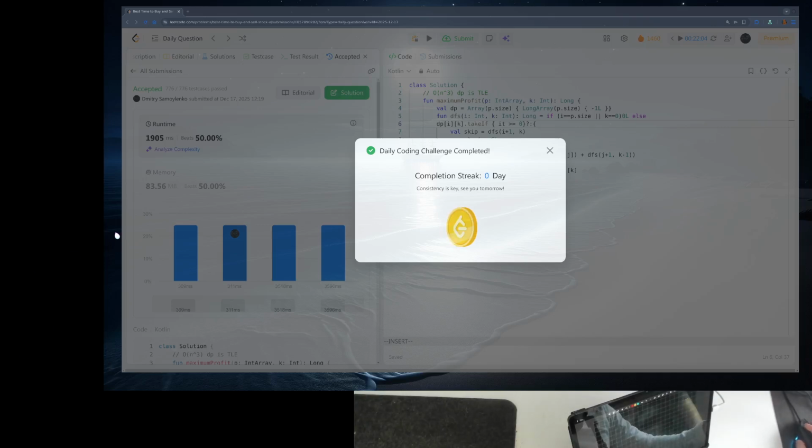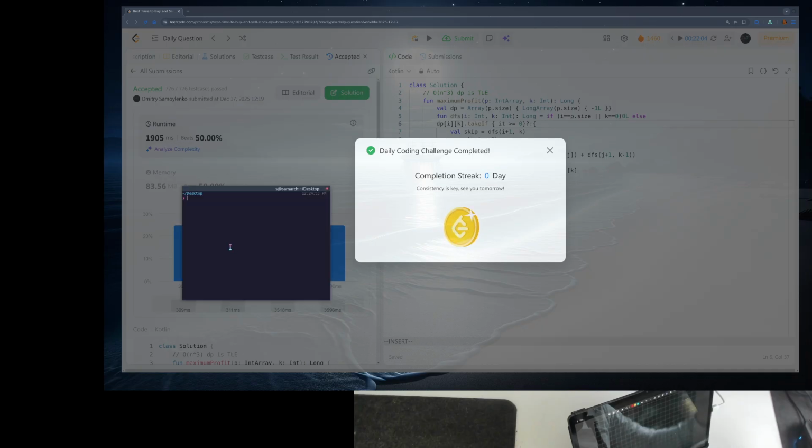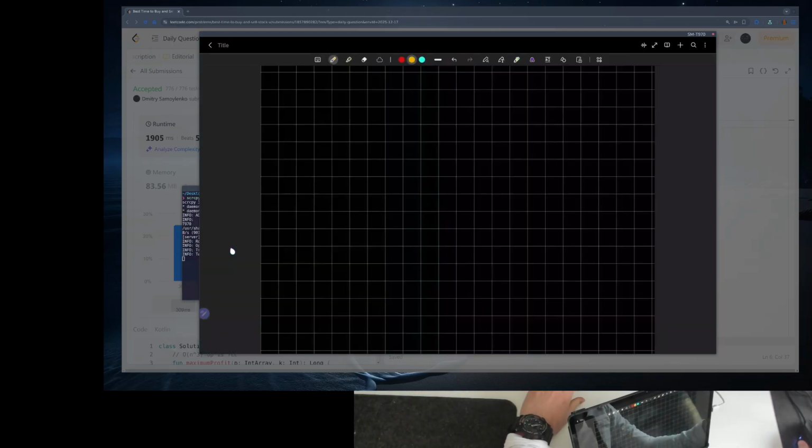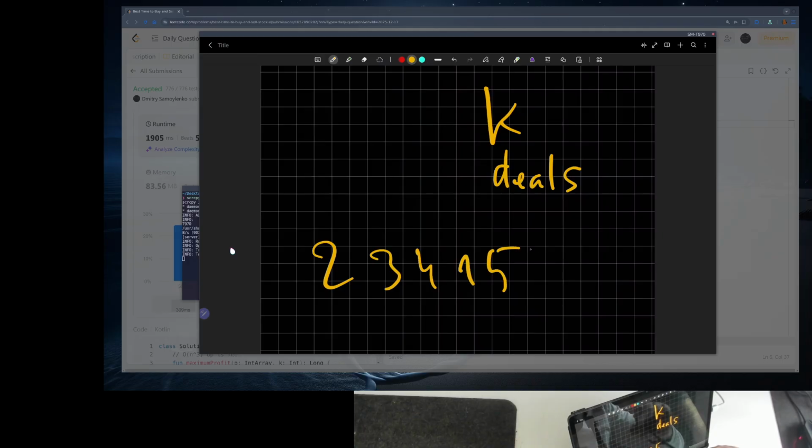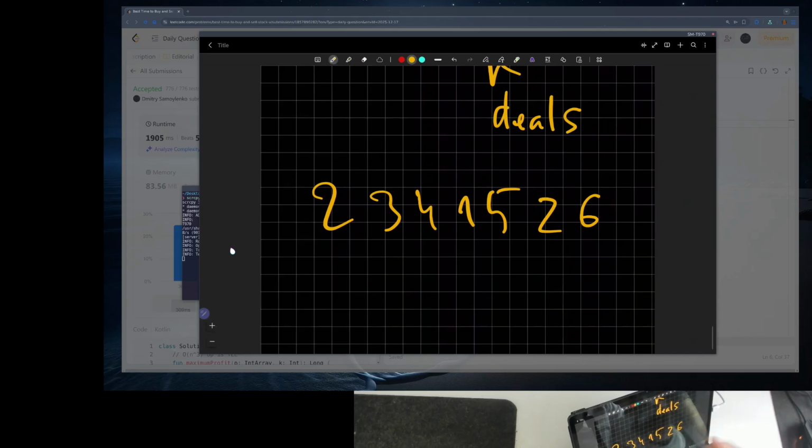The problem: we are selling and buying stocks. So we have at most K deals, and we're given the prices for each day, and each day we can choose to sell, like short sell, and then like buy again.